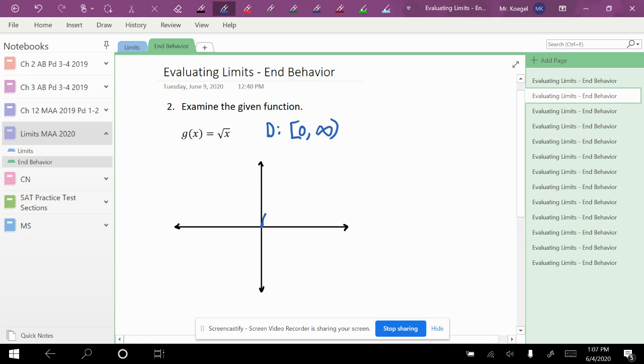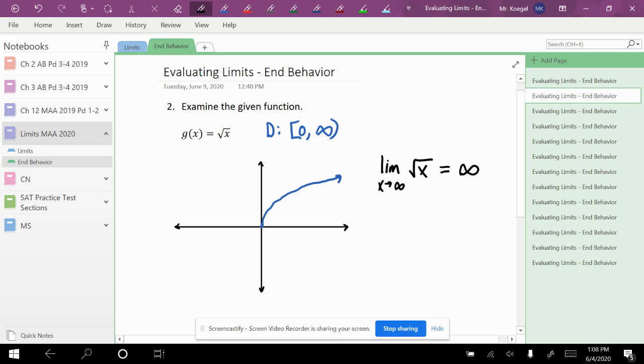We have a point here, and it looks like so. All right, so if we were to be asked to examine the end behavior, so the limit as x goes to infinity of the square root of x, that limit's equal to infinity. And again, that comes along with basic knowledge of the behaviors of the graph of the square root of x. Okay, this graph is going to infinity.